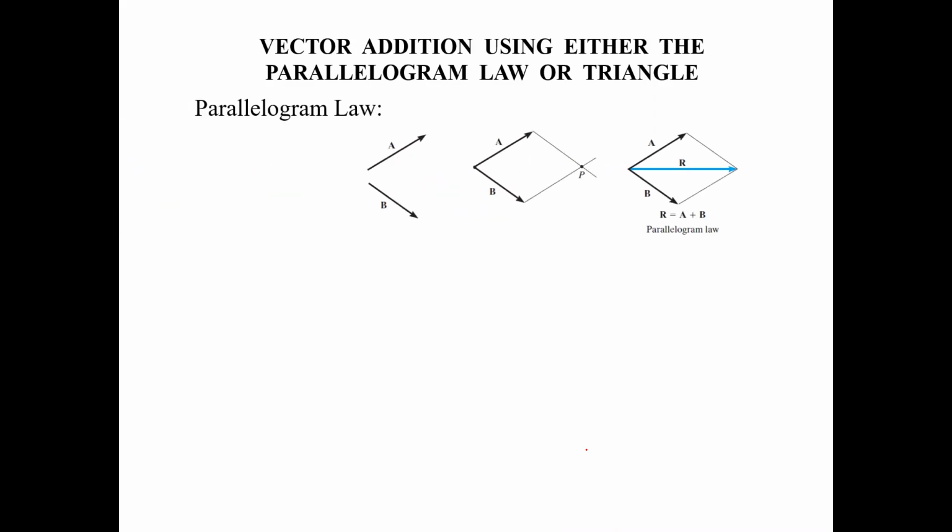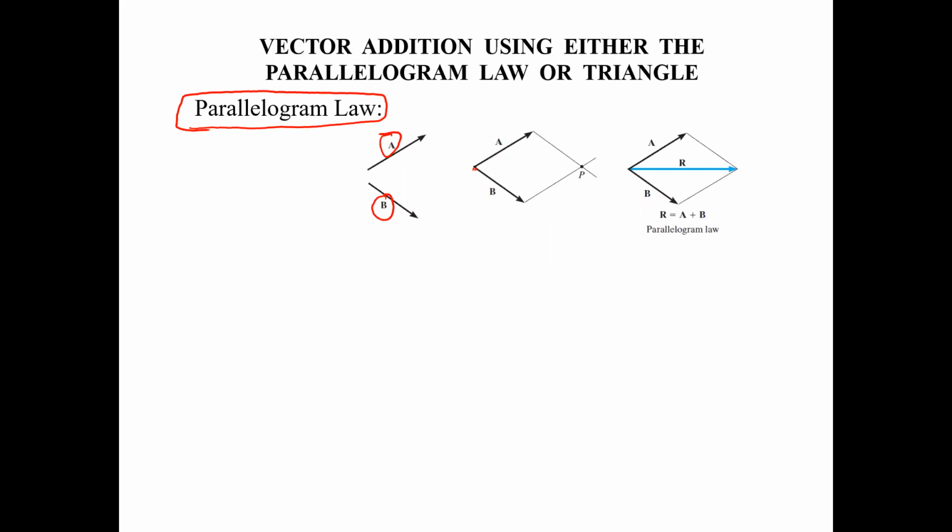Okay, so here you can see we have two vectors, vector A and vector B. Now we need to add these two vectors, A and B, to get the resultant vector. So using this parallelogram law, how do we add A and B vectors? So just join these two vectors, A and B, right?